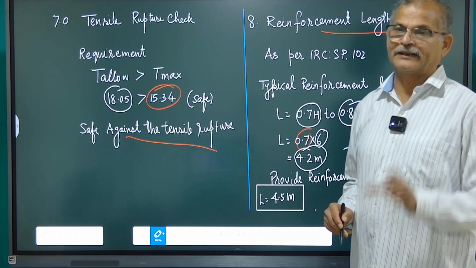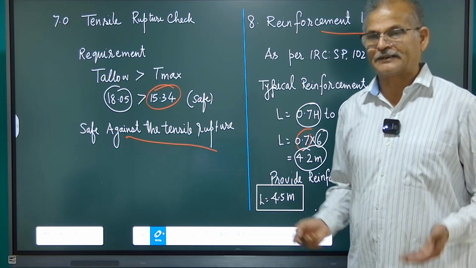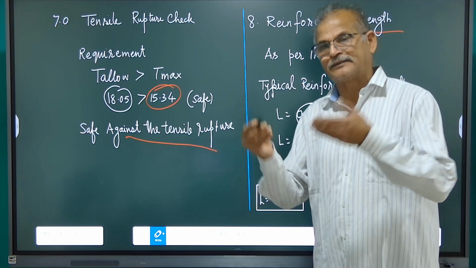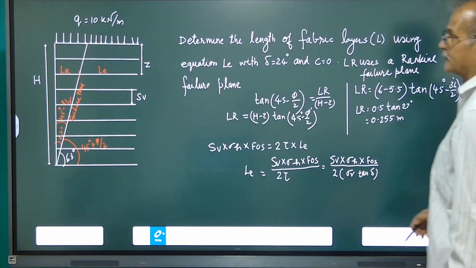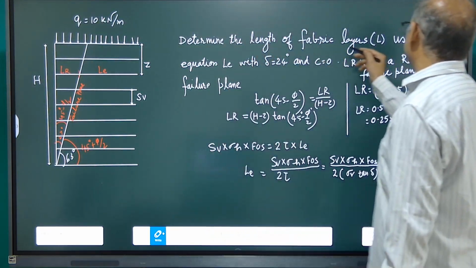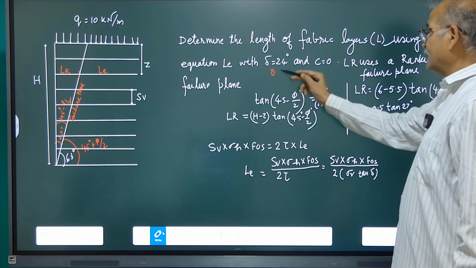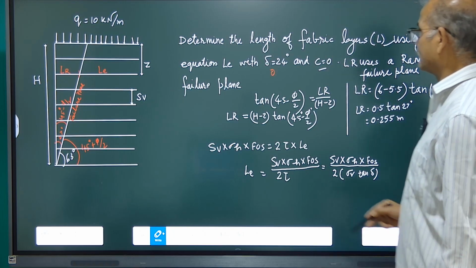Now we can check whether this length considered is adequate or not by determining the anchorage length कितना चाहिए and the active zone का length कितना चाहिए. दोनों को ऐड करने के बाद we will find out how much length is required and how much length we have provided. If the provided length is more than the required length, then structure is safe. So here determine the length of fabric L using equation LE with the lambda value 24 degree and C equal to 0, failure plane.